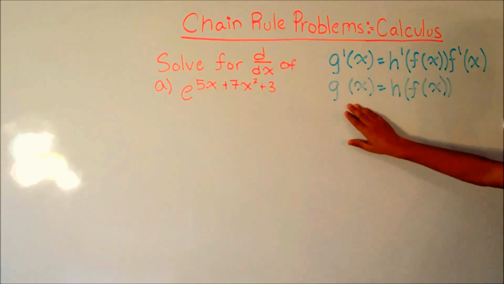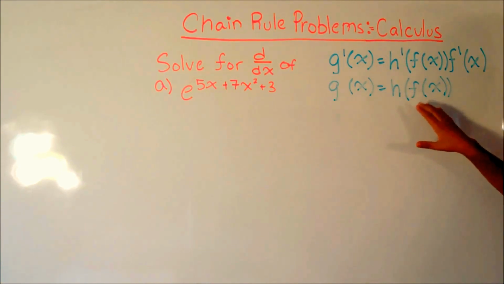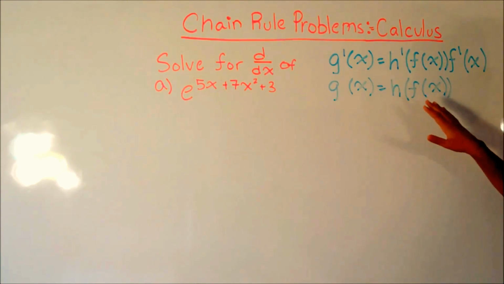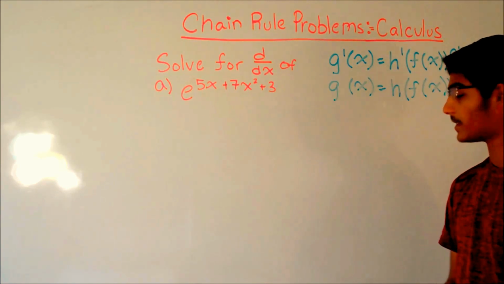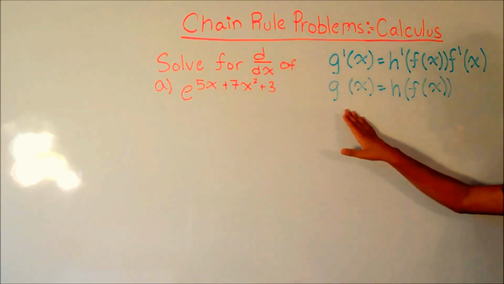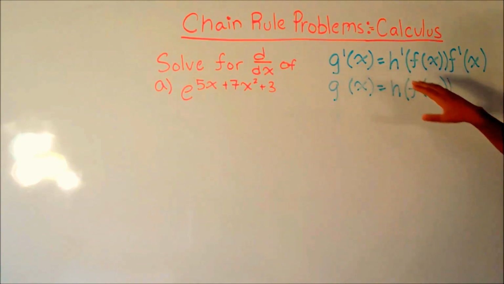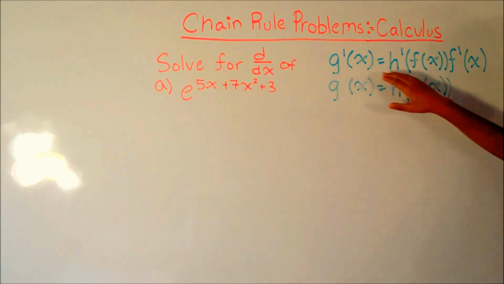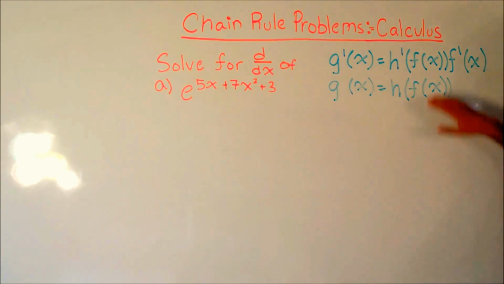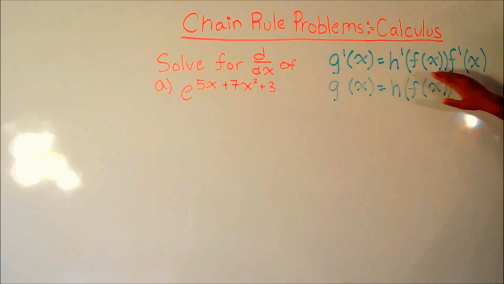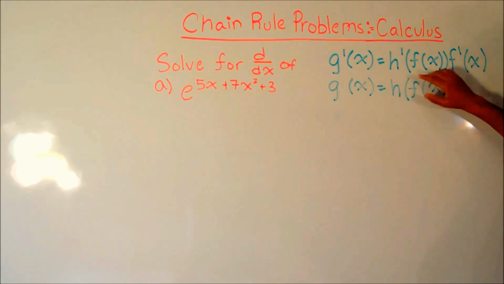Let's say you have a function g of x, which is a composition of two functions, h of x and f of x. To find the derivative of this whole function, g prime of x is equal to the derivative of the outer function, but you still have to keep the values of f of x within that function, because it says h prime of f of x.